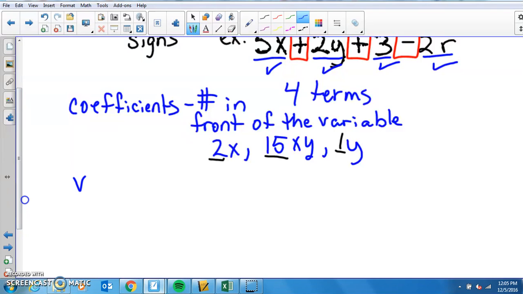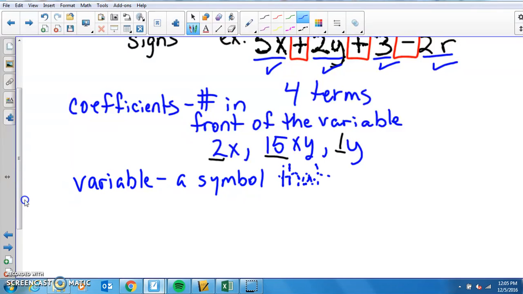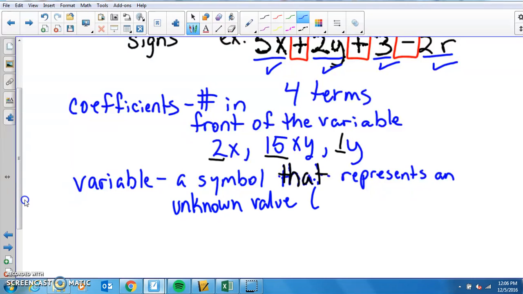The next thing, we all know: variable. A variable is a symbol that represents an unknown value. And our examples that we're going to have are letters. So a letter is our variable.